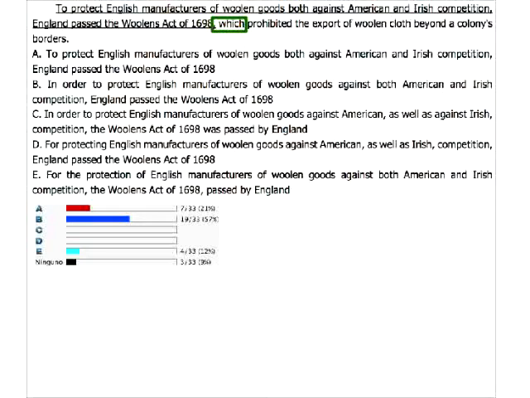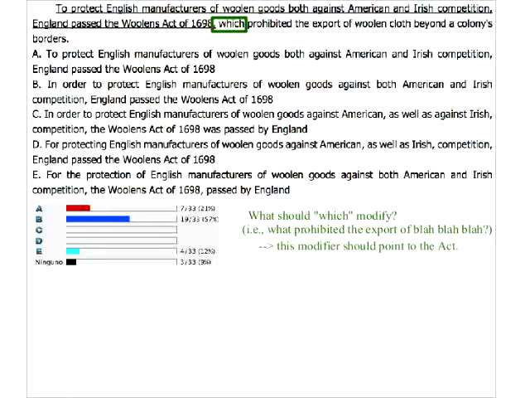Well, let's figure out the meaning of this. So what should which modify? Text box, please. Yeah, definitely. So what prohibited the export of blah, blah, blah, like this modifier should point to the act.